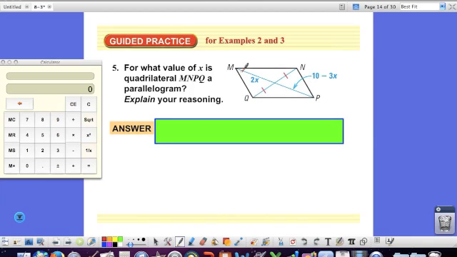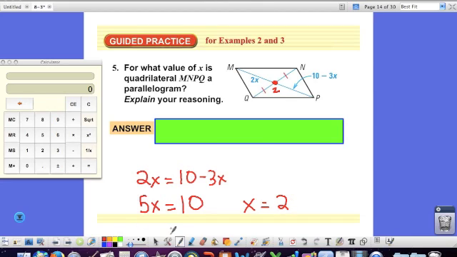For what value of x is quadrilateral MNPQ a parallelogram? I'm going to put a dot right there. I'm just going to call that Z for right now. So QZ and ZN are congruent. So if the other diagonal is bisected by QN, we would have 2x is equal to 10 minus 3x. I would add 3x to both sides and get 5x equals 10, so x equals 2.